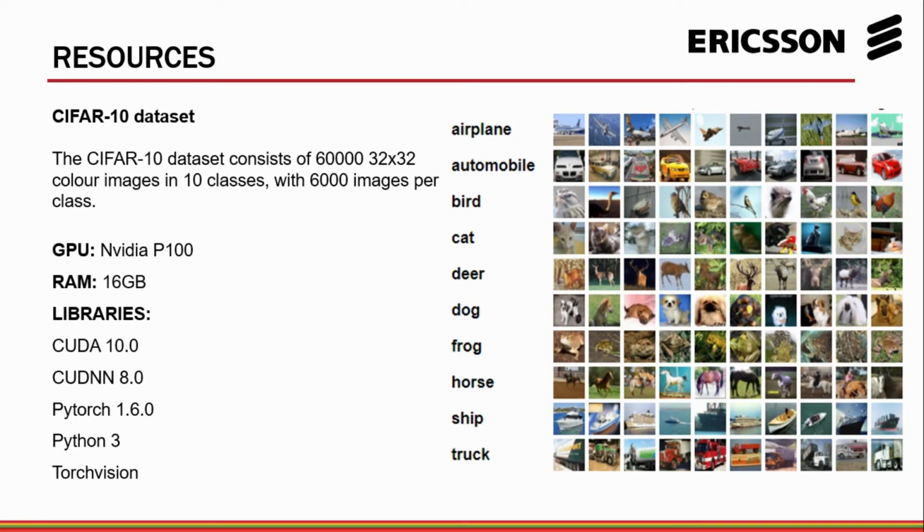The dataset we are using to perform all our evaluation is the CIFAR-10 dataset, which consists of approximately 60,000 RGB images of 32 by 32 size, with approximately 6,000 images per class. Here we are using Google Colab to train, which has an NVIDIA P100 and 16 GB of RAM. The most important libraries we require are CUDA, cuDNN, and PyTorch, and we use Python 3 and Torchvision for these calculations.